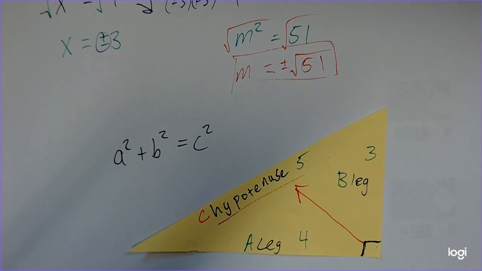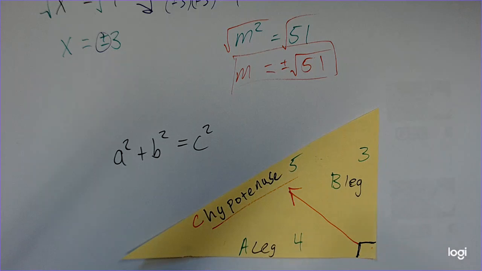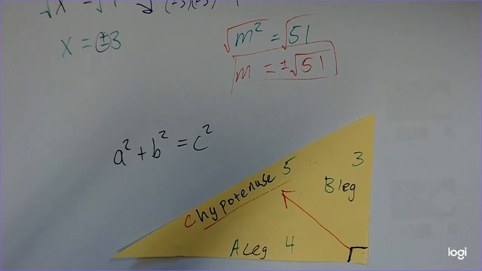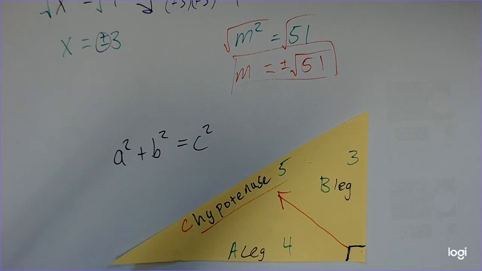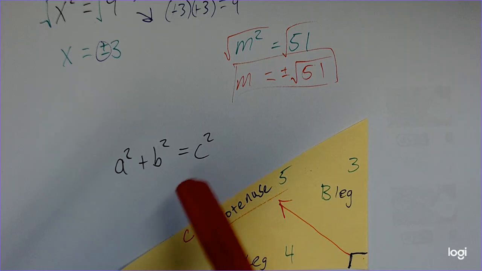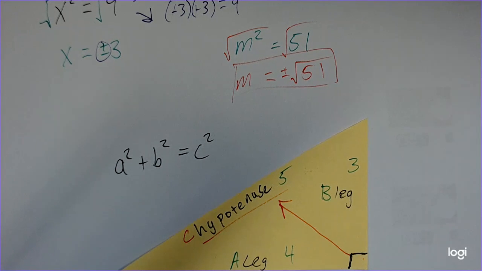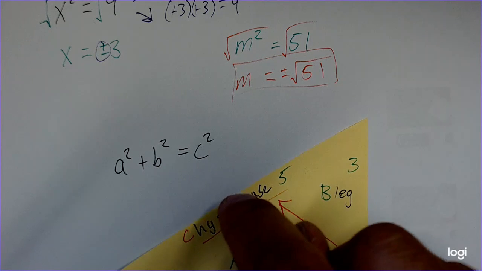Okay, now some of you may be wondering, does it matter if I get the legs out of order? No, it does not. You can reverse the letters on the legs. So this could become B, this could become A. It's not going to change your answer at all. What does matter is that C is always the hypotenuse. Okay? So with Pythagorean theorem, C is the hypotenuse. The formula is A squared plus B squared equals C squared.